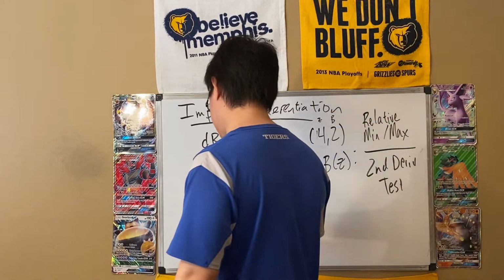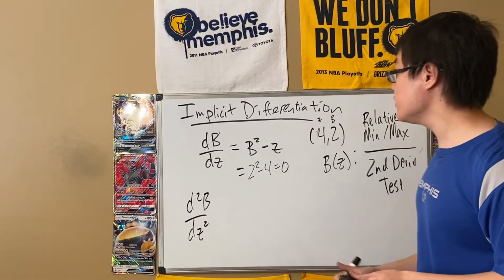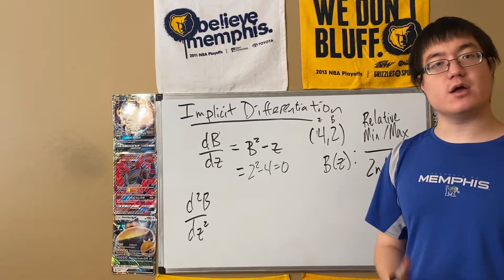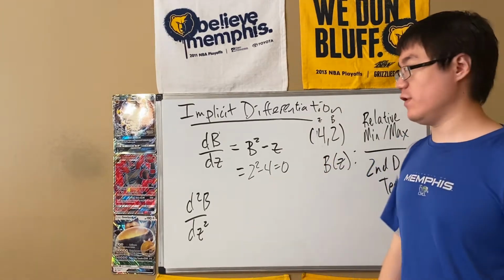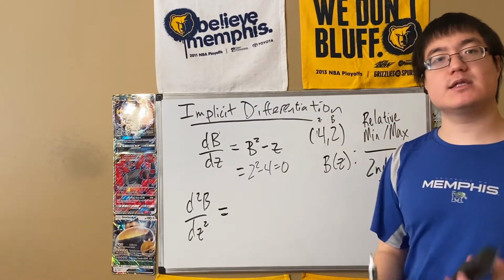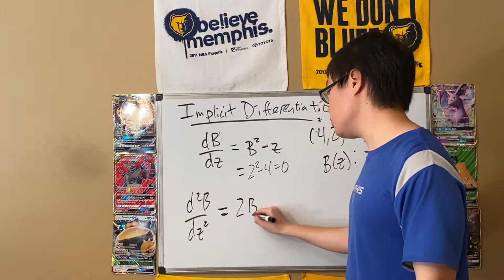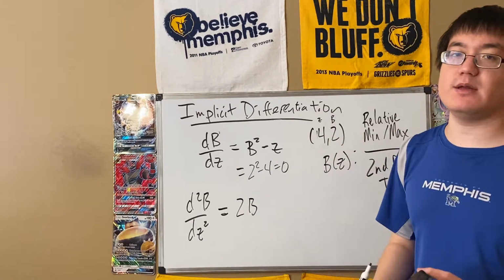So it's going to be d squared b over dz squared. And again, the main point we're doing this is to employ implicit differentiation, meaning that we need to actually take the derivative correctly, being careful with variables. So what's the derivative of b squared? Well, because b is the dependent variable, it's the y in this case, it's not just 2b to the 1, it's 2b times b prime, which in this case is db dz.